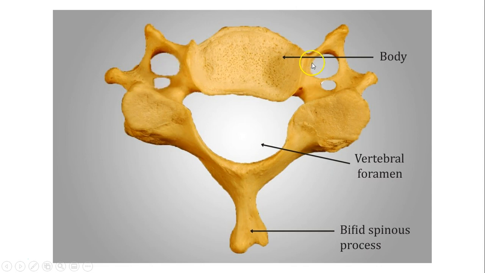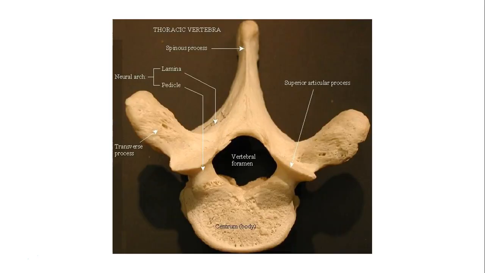So if you see these transverse foramina out here, boom, you know you're looking at a cervical vertebra. All 7 cervicals have those, even the atlas, even the axis. Okay, this is a spinous process. It happens to be bifid. So if you see a bifid spinous process, you're probably also looking at a cervical vertebra.